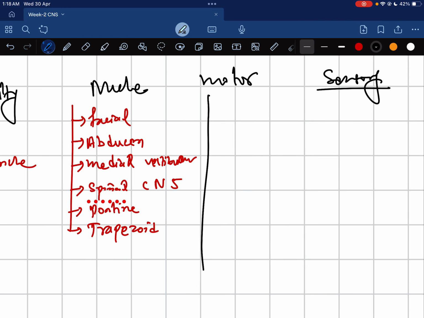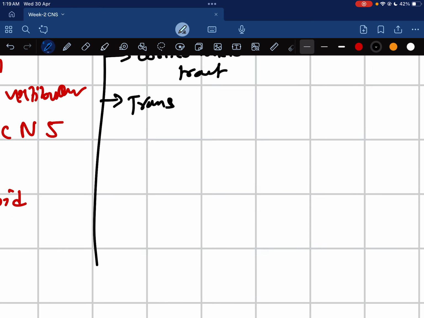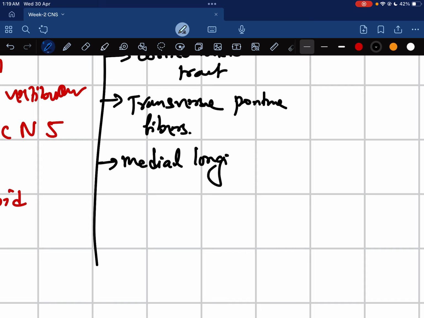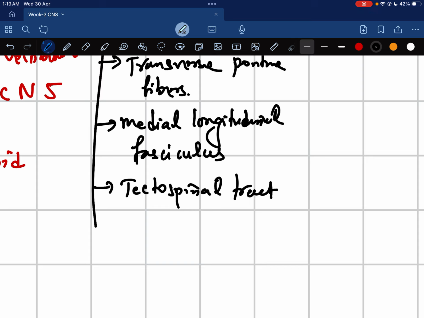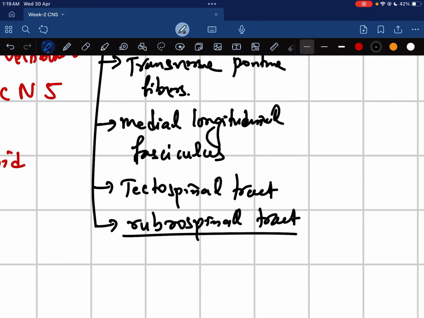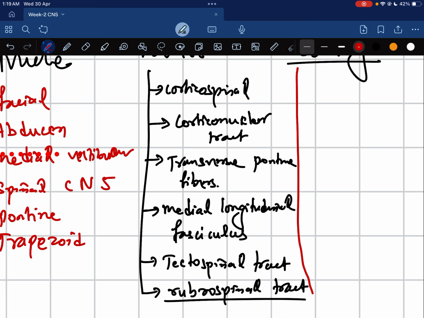Looking for the motor pathways, there are many, like the corticospinal, then the corticonuclear tract, then transverse pontine fibers, then the medial longitudinal fasciculus, then the tectospinal tract, then the rubrospinal tract. These are at this level.